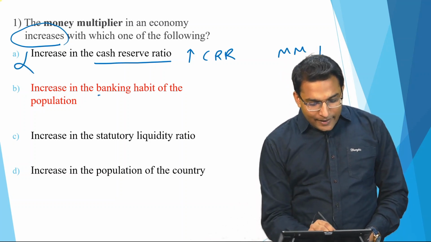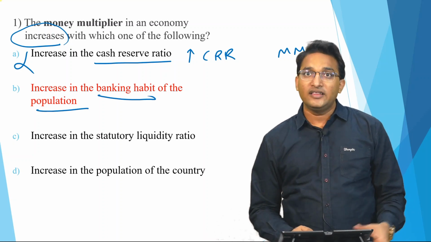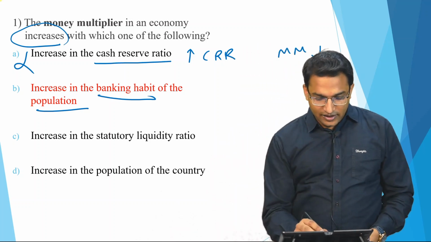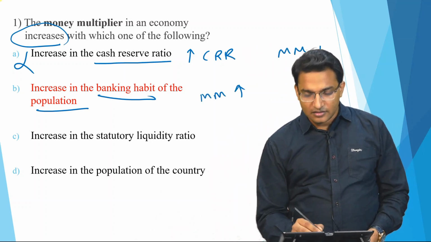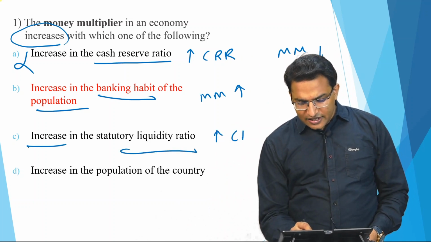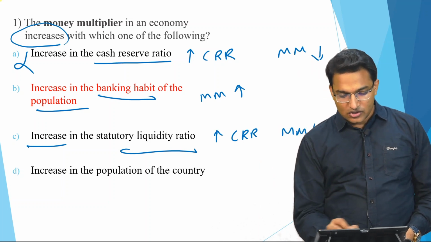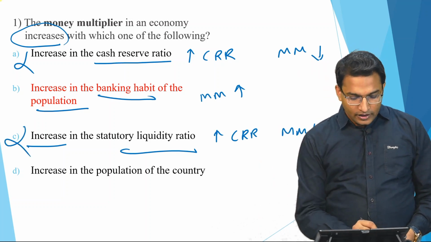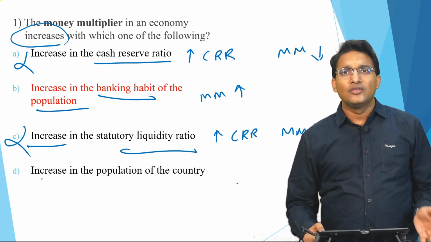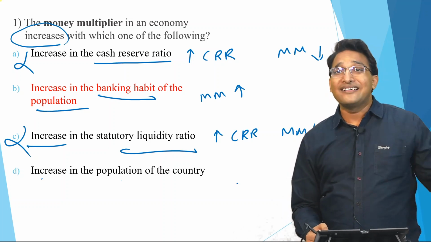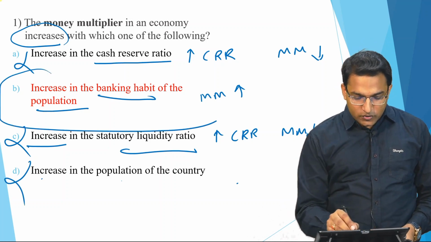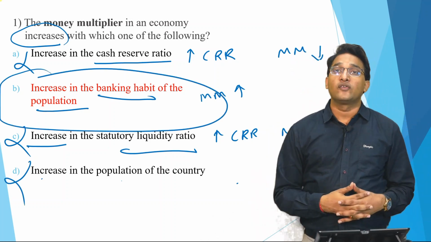Second, increase in the banking habit of the population. Yes, when people deposit more money into the bank, the money multiplier will increase. Third option, increase in the SLR. Again, if the reserve is increasing, the money multiplier will decrease. So this answer is wrong. Increase in the population of the country. Population has nothing to do directly with the money multiplier. There can be an indirect relation, but directly there is no relation, so we can eliminate this option. So the answer is option B, increase in the banking habit of the population.